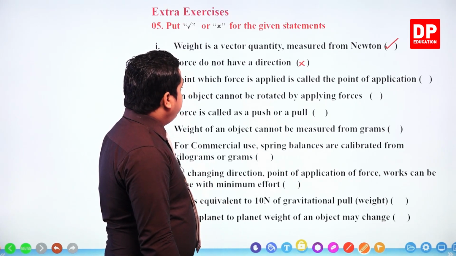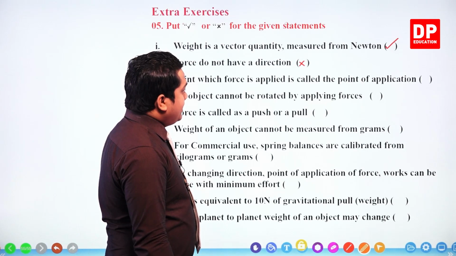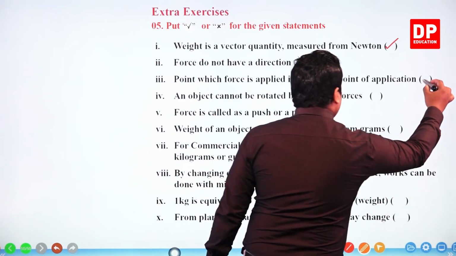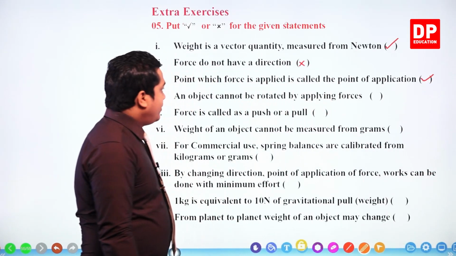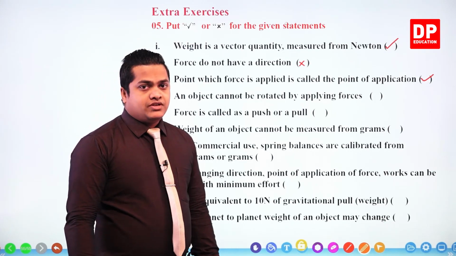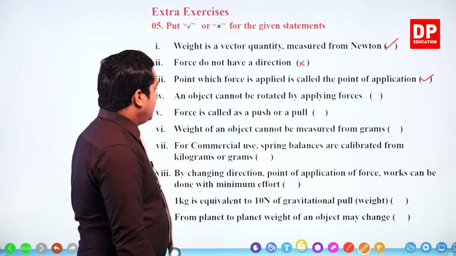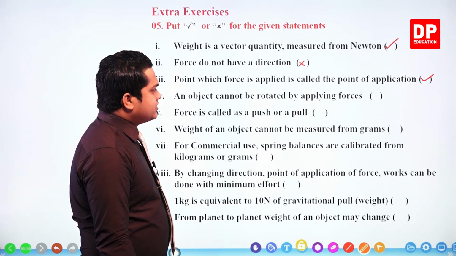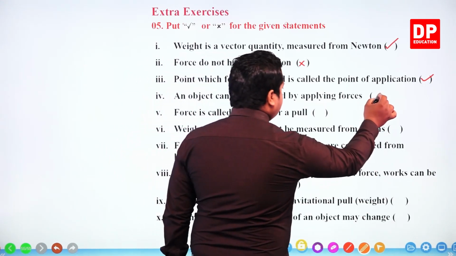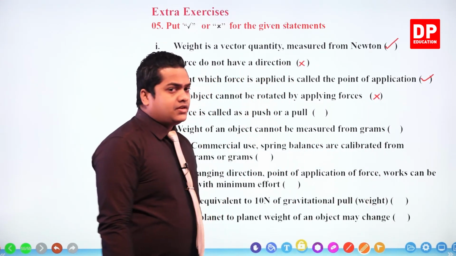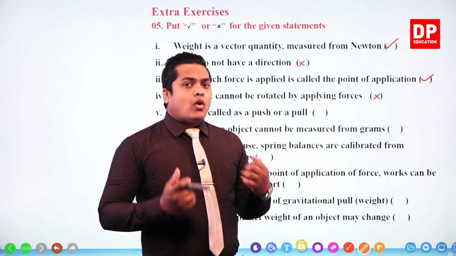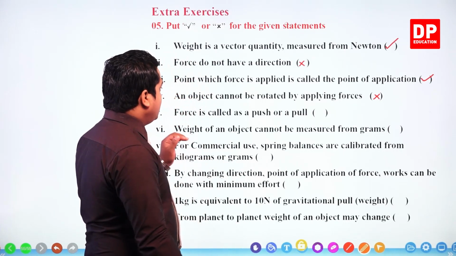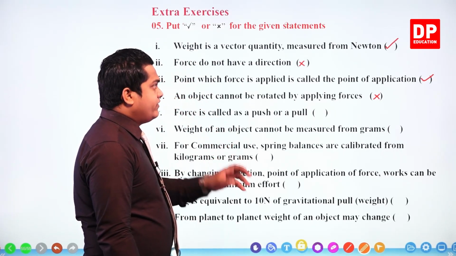Number three, point to which force is applied is called the point of application. Correct. Point to which the force is applied is called the point of application. It is correct. An object cannot be rotated by applying forces. That is incorrect. We discussed this thing under the effects of forces, right? And I have told you that we can rotate a certain object by applying forces. So it's incorrect. They're saying that object cannot be rotated, but however, it can.